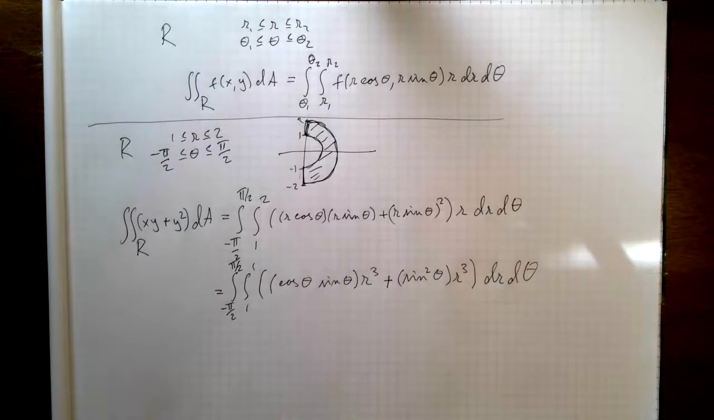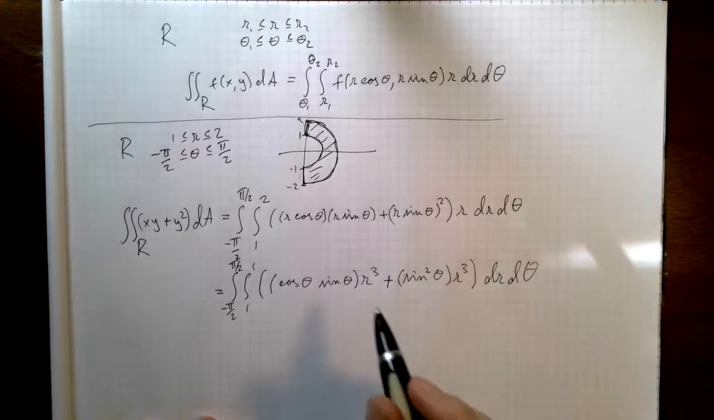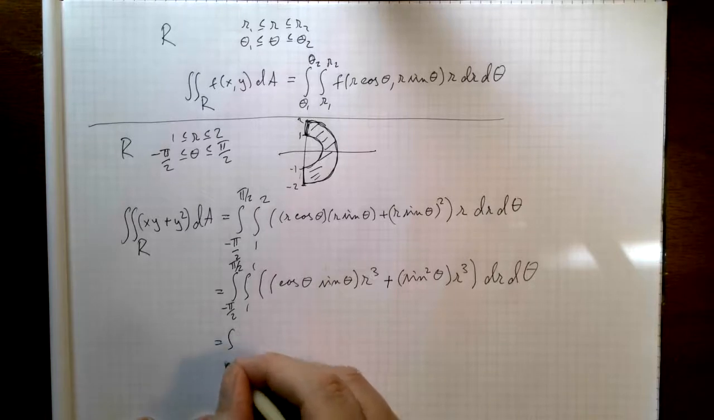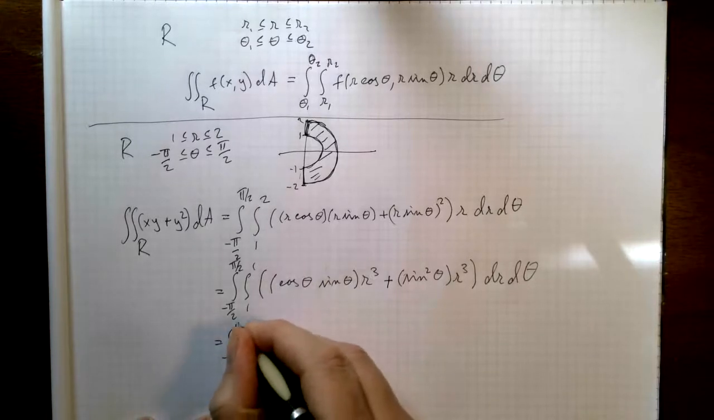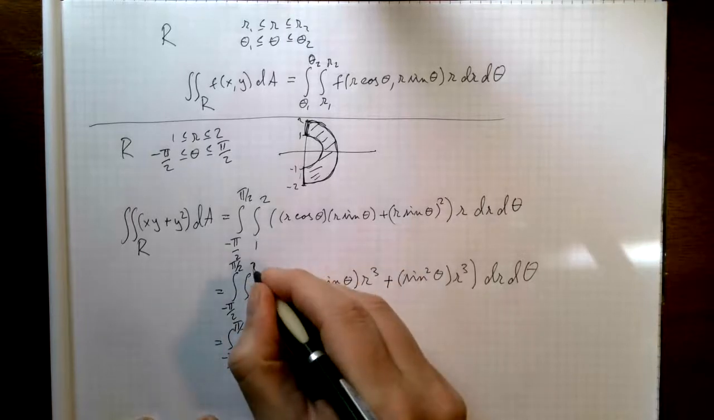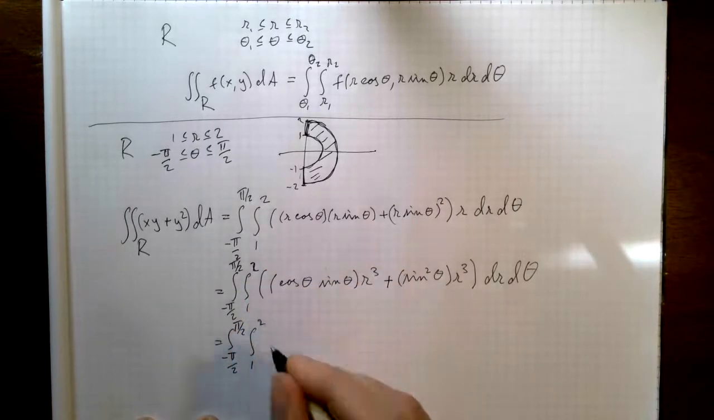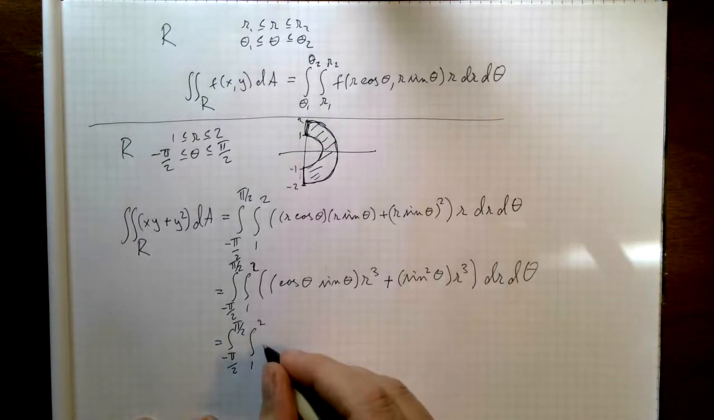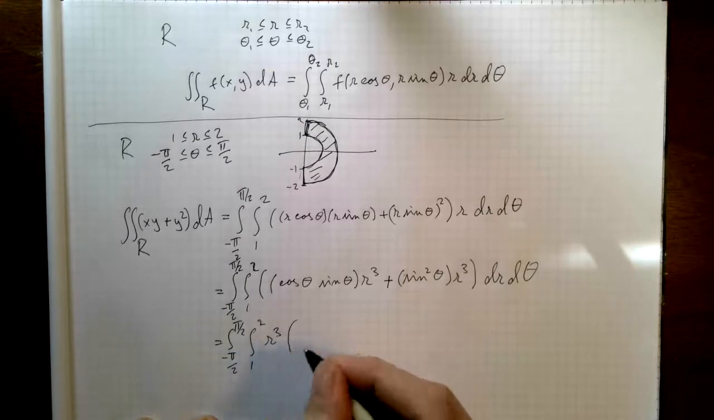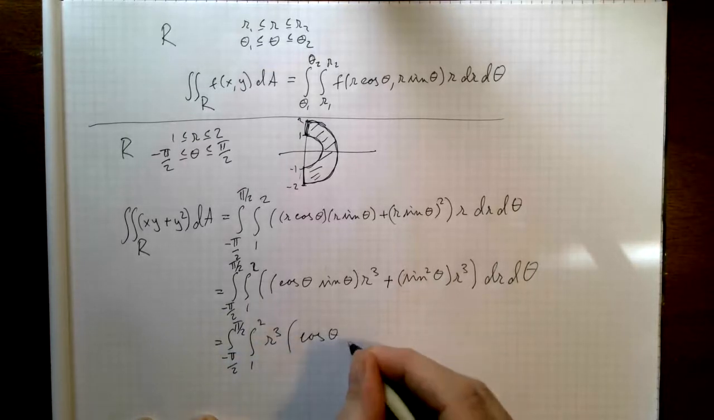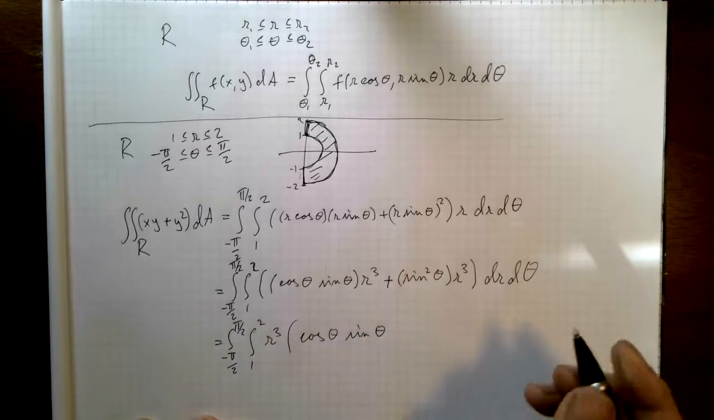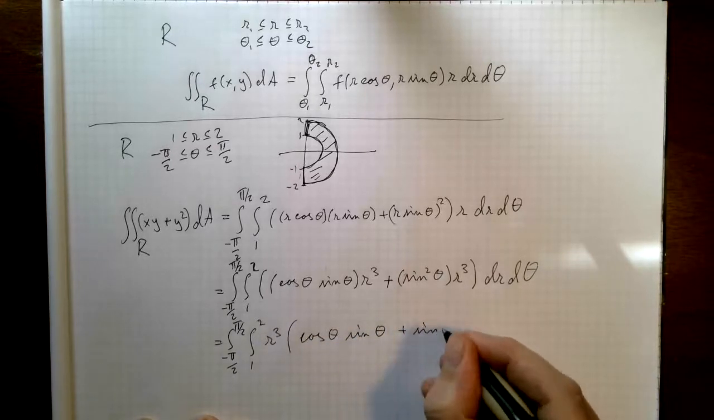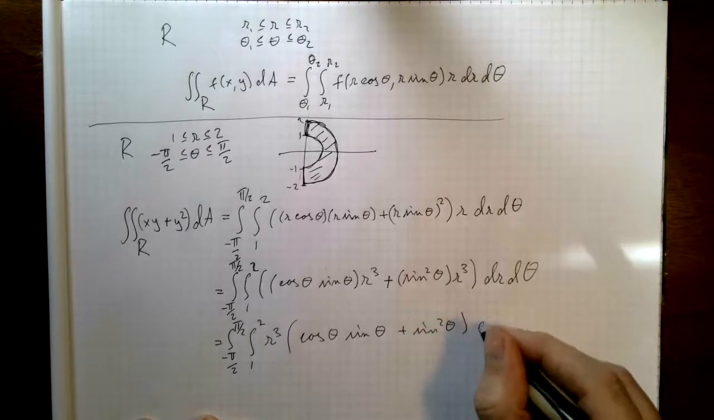Now, what we could do is, well, maybe I could have done that already. What we could have done was, I have to write it again. The integral from 1 to 2. What I could have written is, let me put that r cubed over here, and then cosine theta sine theta plus sine squared theta, dr d theta.